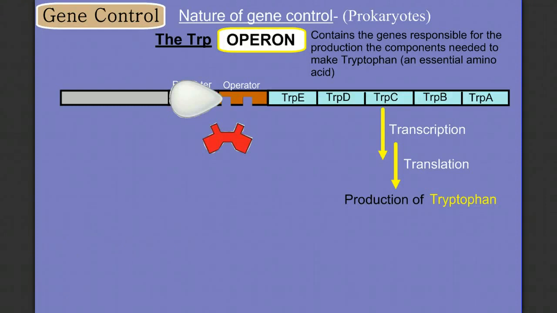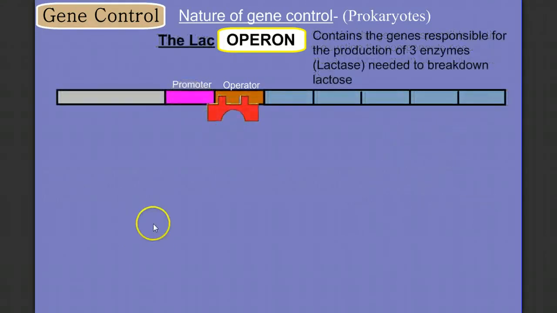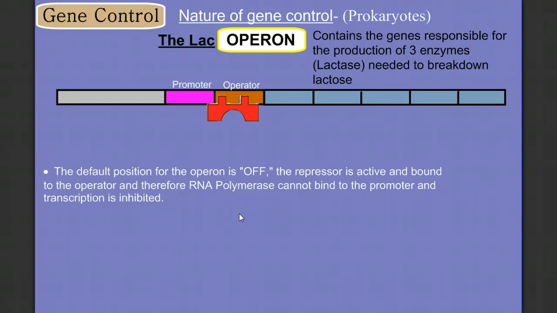Now let's look at a little tougher example, the lac operon. Now in the lac operon, our default position for the operon is off. The repressor is active and bound to the operator. Therefore, RNA polymerase can't bind to the promoter, and transcription is inhibited.